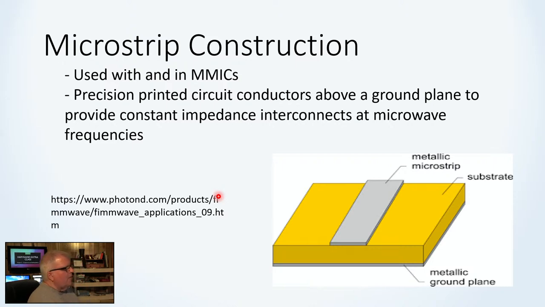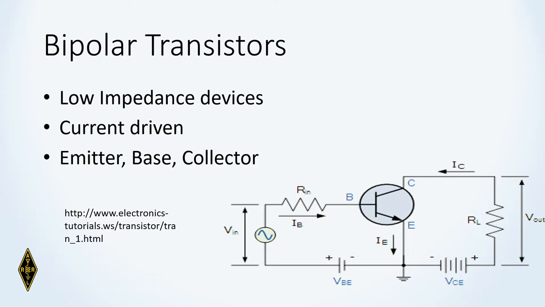So now I want to go back. Remember we talked about transistors, and the first kind of things that came into play were the germanium transistors and then the silicon transistors. Well, the first type of transistors were bipolar transistors. And so here we have a schematic diagram of a common bipolar transistor.